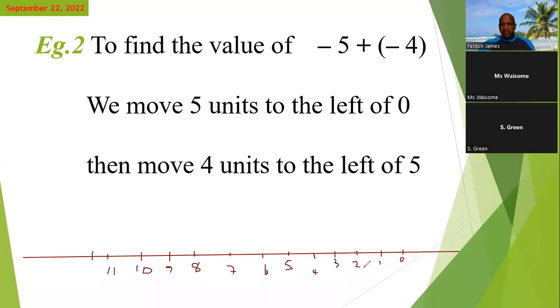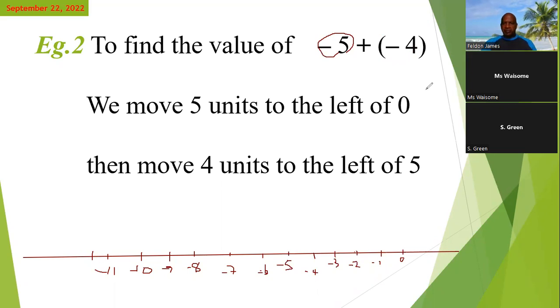Let us stop there. So this is negative 1, negative 2, negative 3, negative 4, negative 5, negative 6. Oops, sorry about that. Negative 7, negative 8, negative 9, negative 11. Now we are adding 2 negatives. We are adding negative 5 and we are adding negative 4.